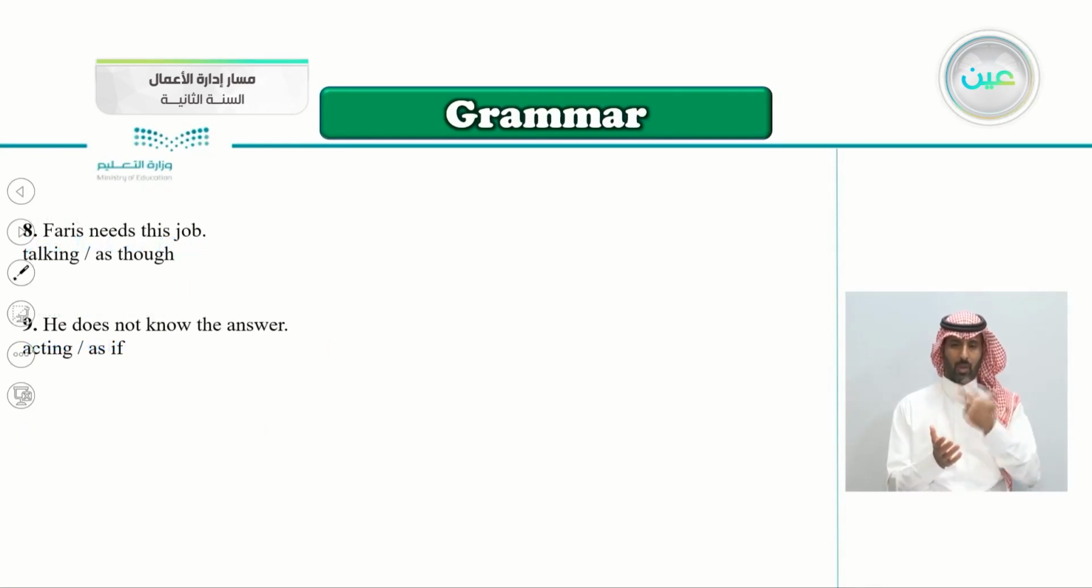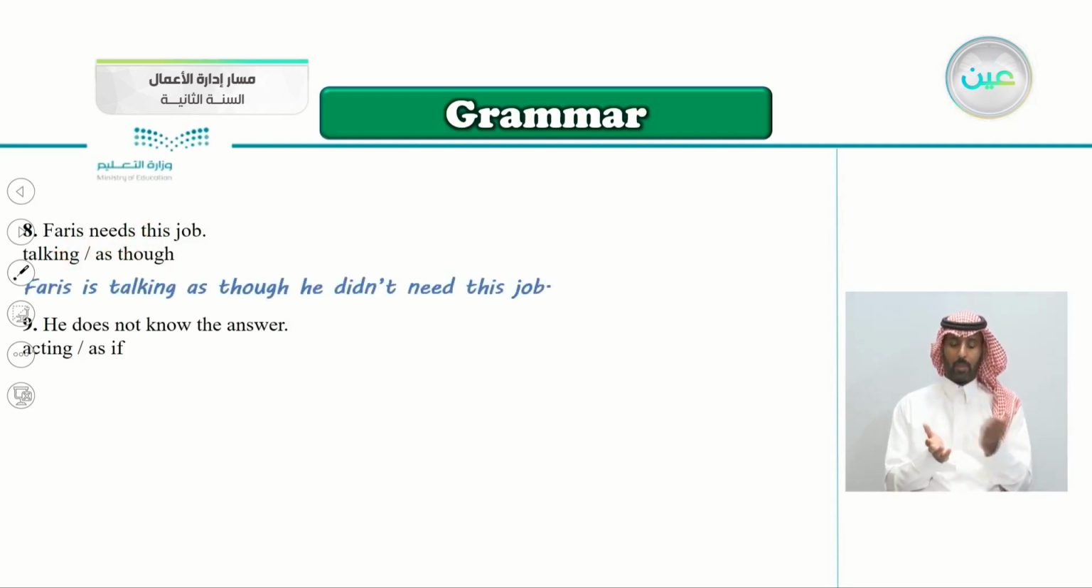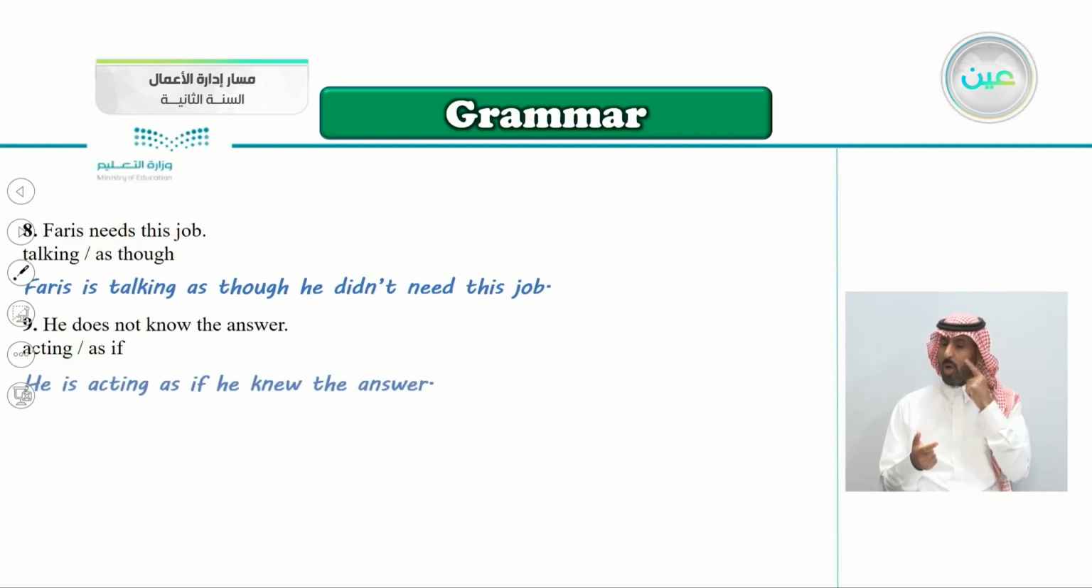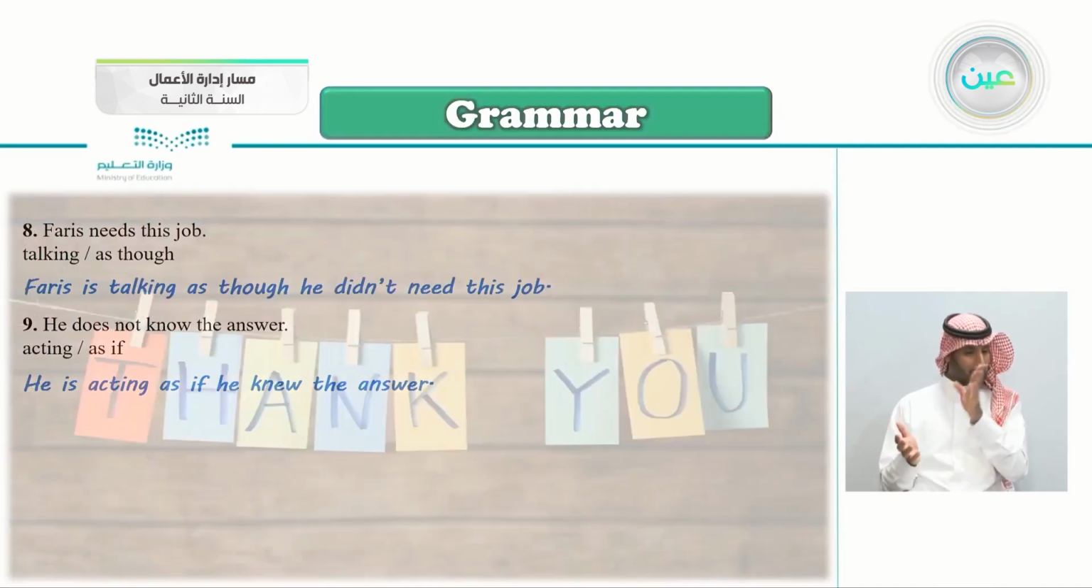Number eight, Faris needs this job. Talking as though. Yes, Faris is talking as though he didn't need the job, but he needs it. Number nine, he doesn't know the answer. Acting as if. Yes, he's acting as if he knew the answer, but in reality, he doesn't know the answer.